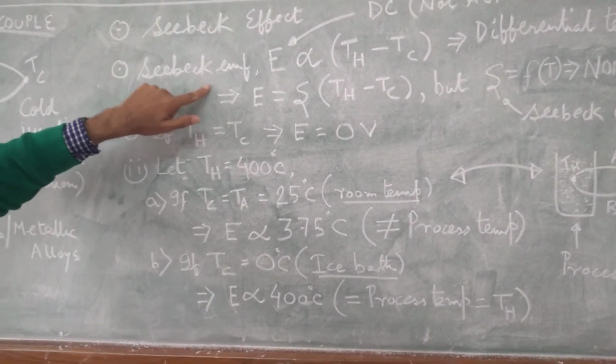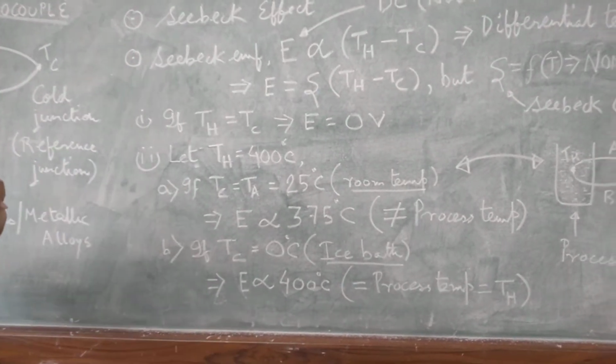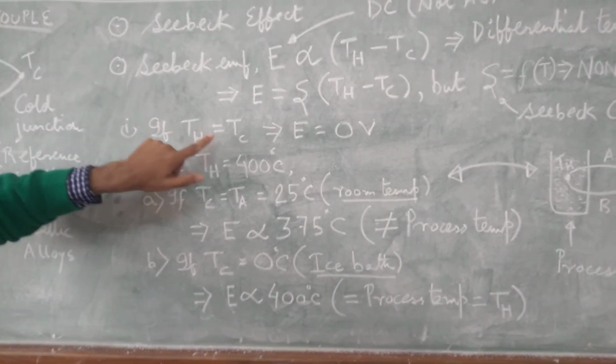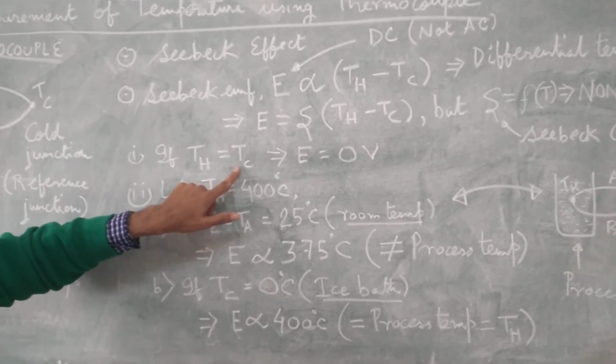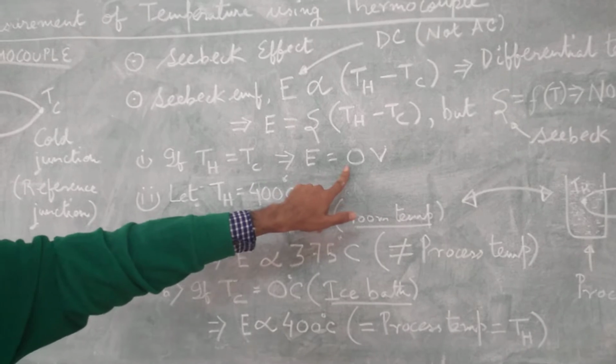Consequence of this relation is that if Th and Tc are the same, that means you are keeping both of them at room temperature, then E will be equal to 0 volt.